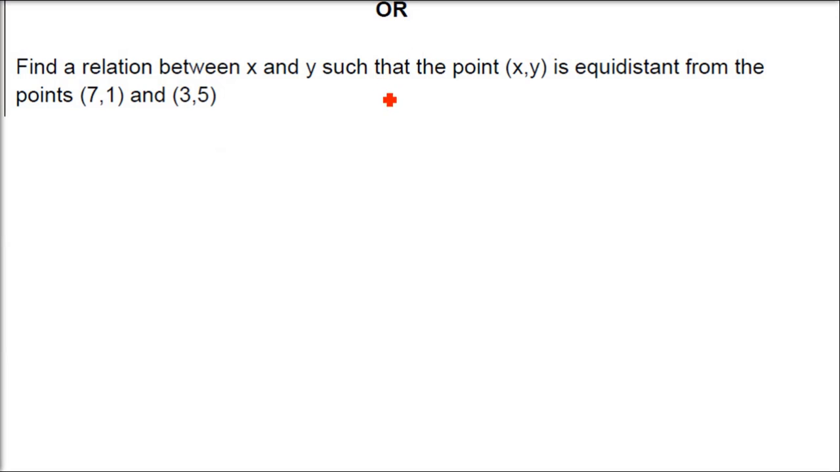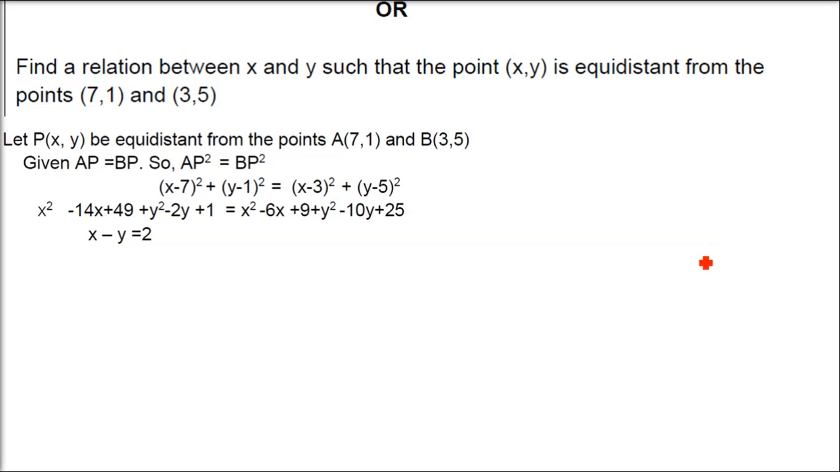Now this is internal choice. Find a relationship between x and y such that point xy is equidistant from points 7, 1 and 3, 5. So this is the marking scheme, how you have to solve. And let me tell you the concept. So this all you have to write, right? And this P is the point xy. Take it as xy. Normally we take it as xy.